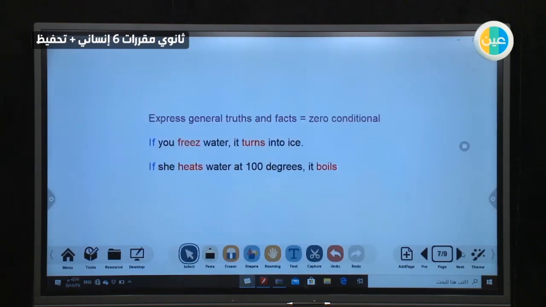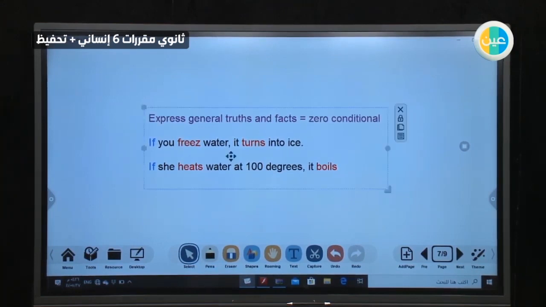We said in this lesson you will be able to express general truth and facts. What do we mean by general truth and facts? Look at this sentence. If you freeze water, it turns into ice. This sentence is a general fact, a truth. In this condition, you will use the if conditional, but the name of this is zero conditional.